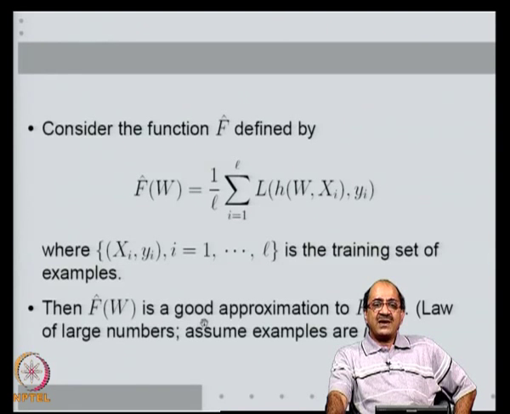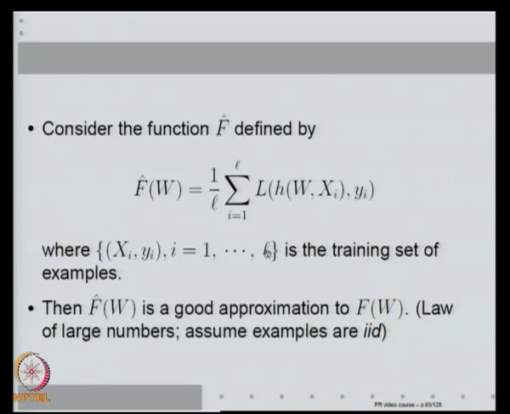So, we would expect that f hat is a good approximation to f. Why? Law of large numbers, right. We know if there are sufficiently many samples and samples are independent, then sample mean is a good approximation to the population mean. Sample mean, as a matter of fact, converges to the true expected value, that is the law of large numbers. So, f hat is a good approximation to f. Okay. So, we can minimize f hat instead of minimizing f, because f hat can be calculated. Given the training set, I can calculate f hat.